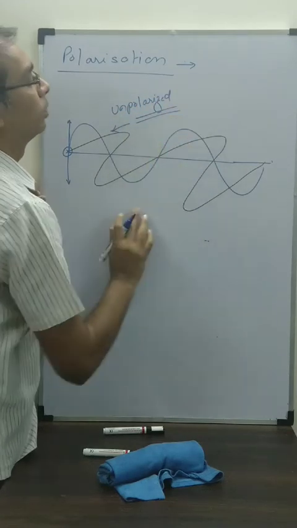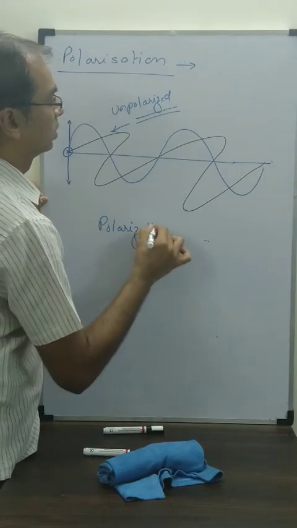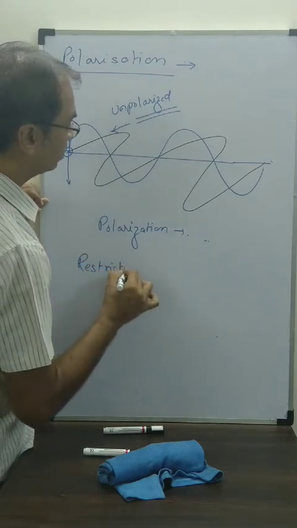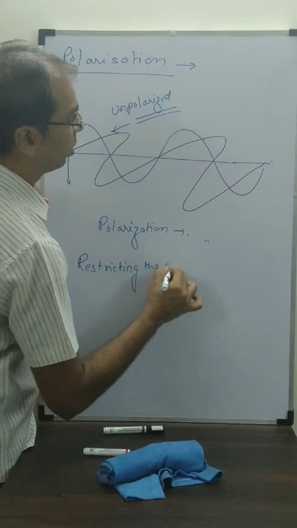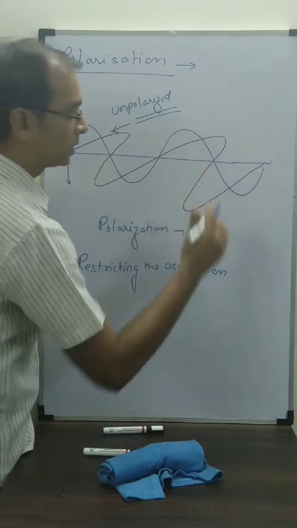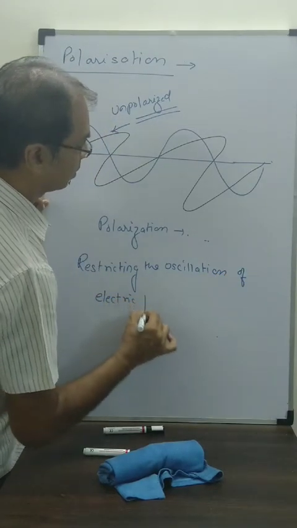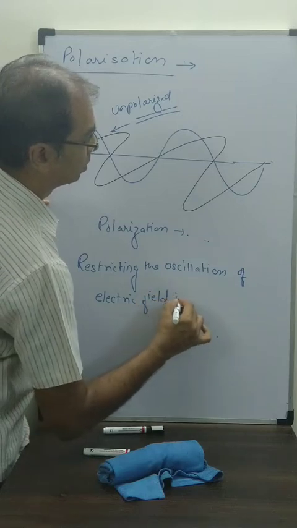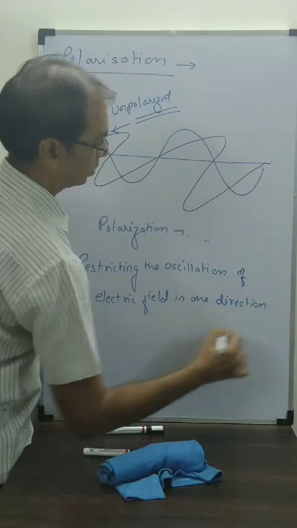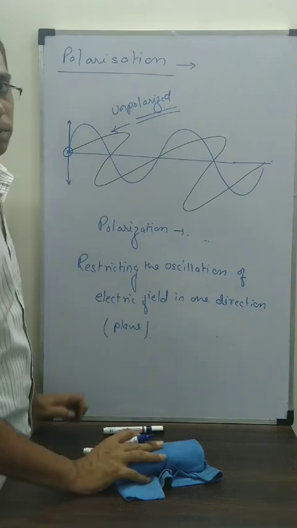So what will we do? We will polarize it. Now what does polarization mean? Polarization means restricting the oscillation of light or electricity in one direction or one plane. Okay, that is called polarization.